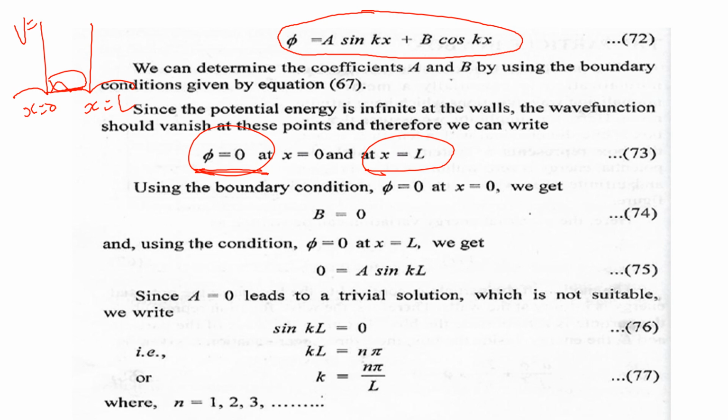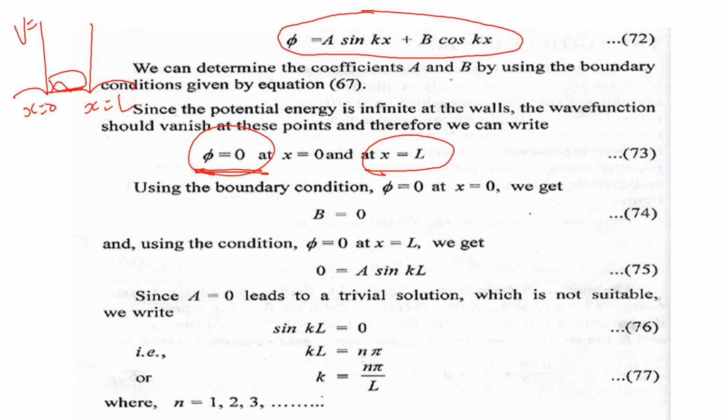So applying the boundary condition, we know that the particle is confined in the box only, and the wave function represents the probability of finding the particle. So the particle is found only inside the box. At x equal to 0, and beyond that point, there is no chance of finding the particle. At x equal to L, after that also, no chance of finding the particle. So that is why phi equal to 0 at x equal to 0 and phi equal to 0 at x equal to L, at these two positions.